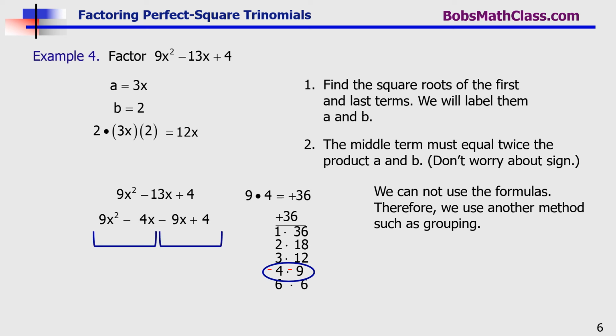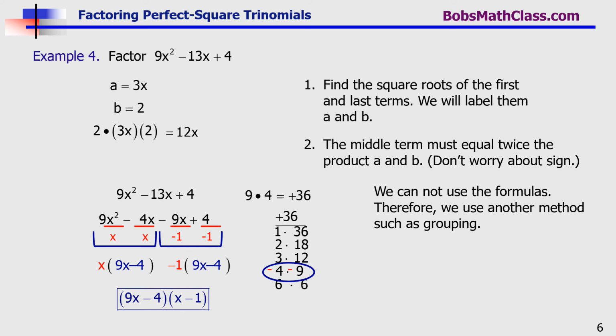Factor by grouping. What's the GCF for the first pair? Just x. What's the GCF for the second pair? There's no common factor, so we're going to factor out a 1, but since the first term is negative, it's going to be a negative 1. That'll also give us 9x minus 4. That's good. They match. So then our answer is 9x minus 4 times x minus 1.